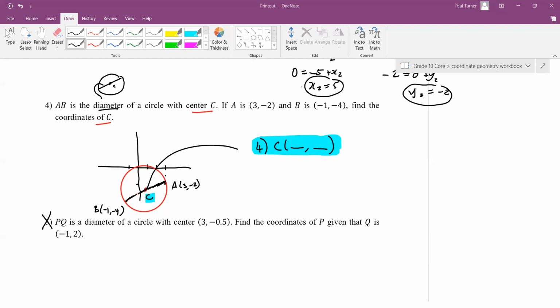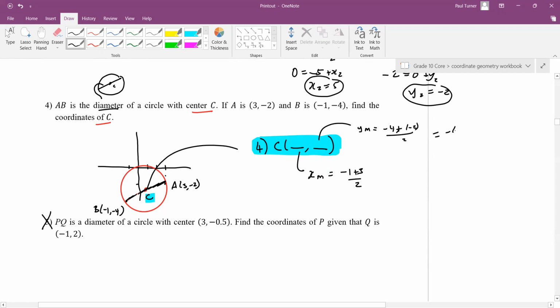Okay, should we check the answer? If you haven't done it, do it quickly. So that can be xm, which will be -1 + 3 on 2. This is ym, real quick. I saw some more answers coming, so do that quickly. So that would be -4 + -2 on 2. So -6 on 2 will be -3. And that's 3 minus 1, 2. 2 on 2 is 1. So your midpoint here would be 1, -3. That's what you should have for the answer there.